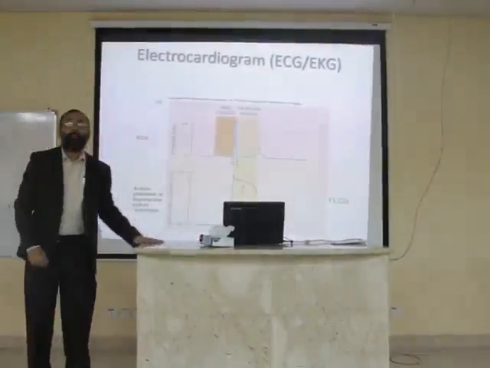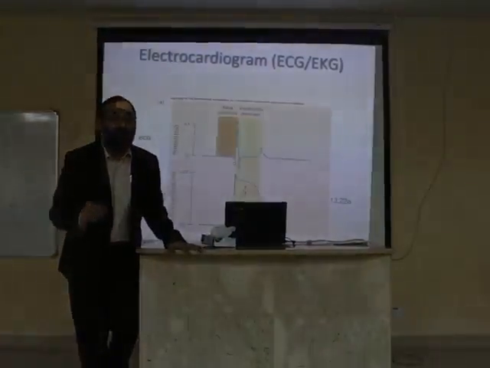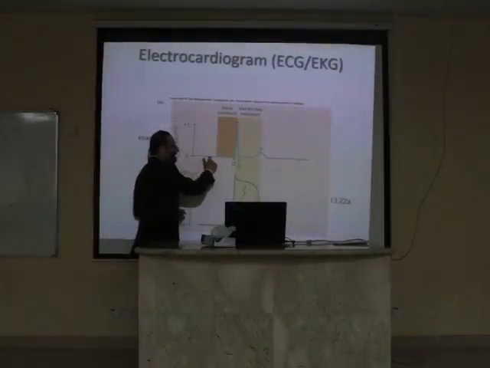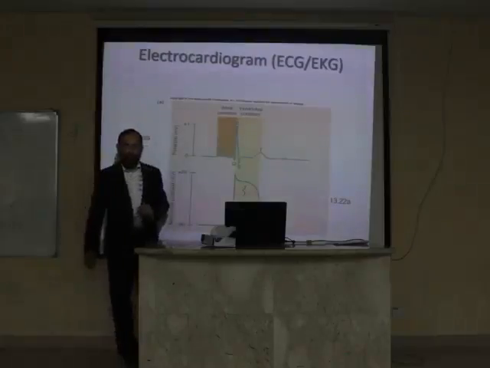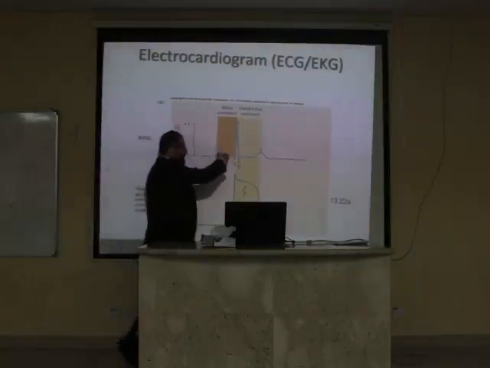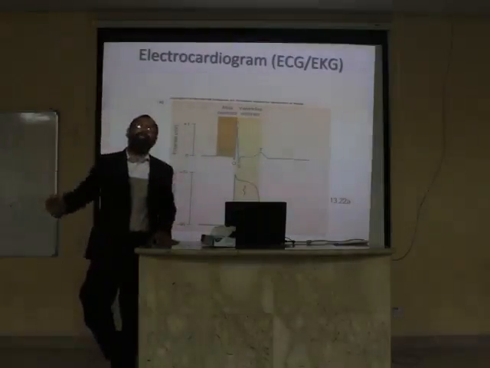Now we are approaching interpretation and definitions of the ECG. What do you see in ECG? Do you see a straight line going? Yes. All right. After that, what do you see? P. It's a change. Okay. It's a rise, which is a wave.